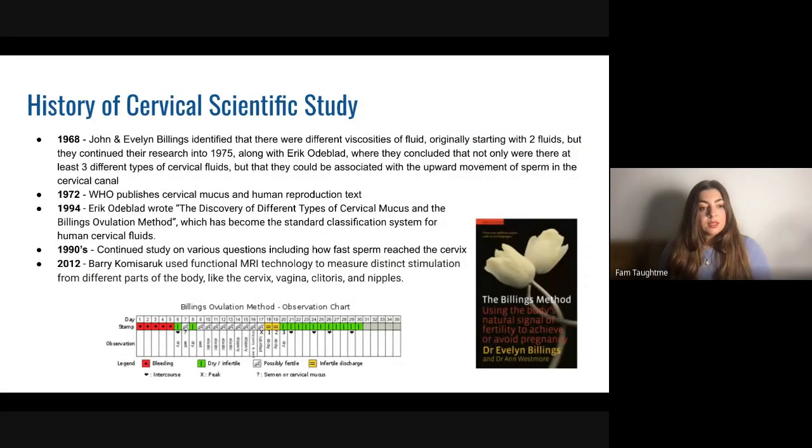Also in the 60s and 70s, you have the Billings, John and Evelyn Billings, who also were interested in this fluid, and they partnered with Eric Odeblad to ultimately come up with the Billings ovulation method of fertility awareness. So kind of with some of this scientific backing, they were able to develop their cervical mucus only method of fertility awareness. And you can see what their charts look like at the bottom here. It's just an example of what the Billings chart looks like.